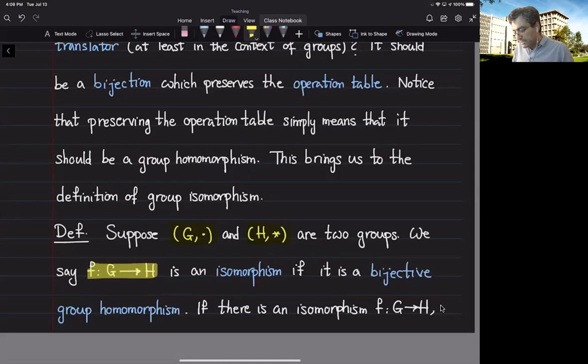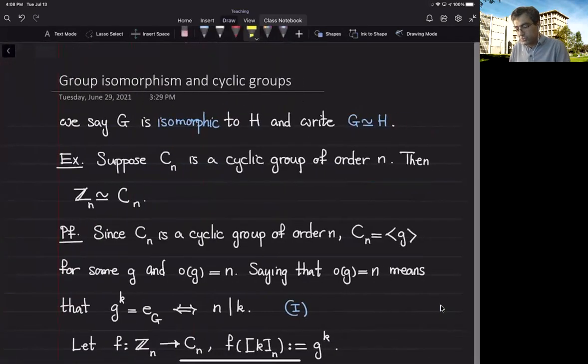And this F plays the role of a translator. It gives me a bijection: for every word in this language, it gives me a word in this language. And it's supposed to be a homomorphism. That means that these words are indeed translations of each other, in the sense that they play the same role with respect to the group operation. So that would be the definition of group isomorphism. And if there is a group isomorphism, if there is a translator from G to H, then we say G is isomorphic to H.